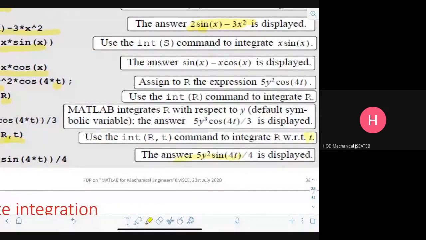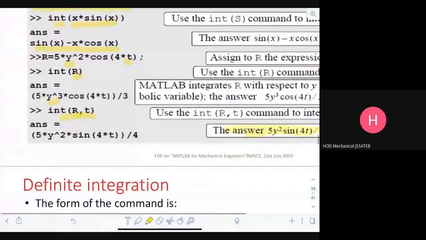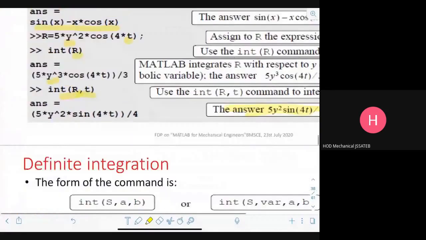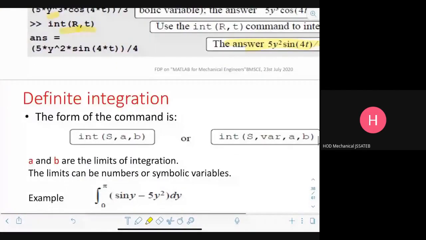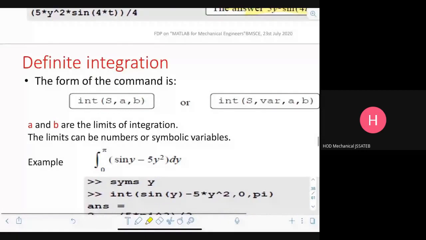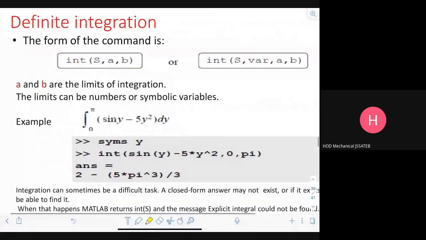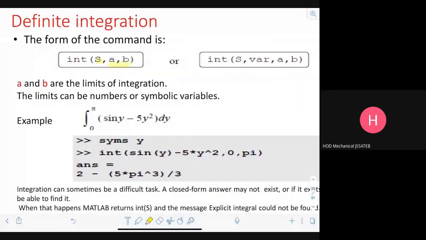So this is the way you can do integration for this, and if this is for definite integration, then the extra thing that you need to give is integrate s with respect to the limits a and b. So a and b are the limits of integration. So you can observe this clearly here.